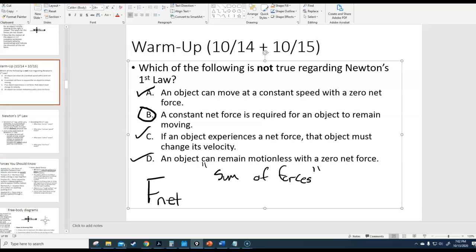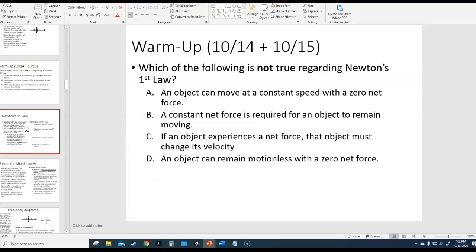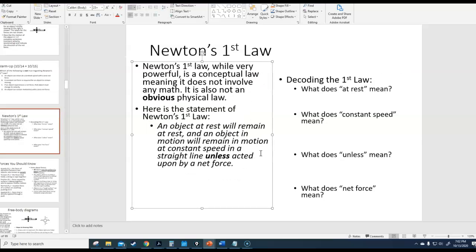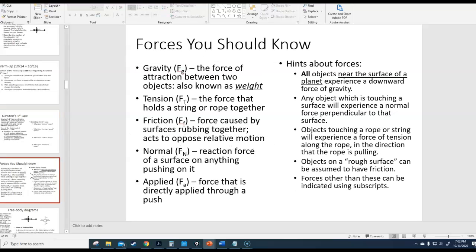Alright, so let's move on. We went over Newton's first law already, but here it is again. In today's video, we're going to talk about some general forces and how to draw what's called free body diagrams, which is something we're going to be doing for the rest of the unit, so it's important that you know how this works.